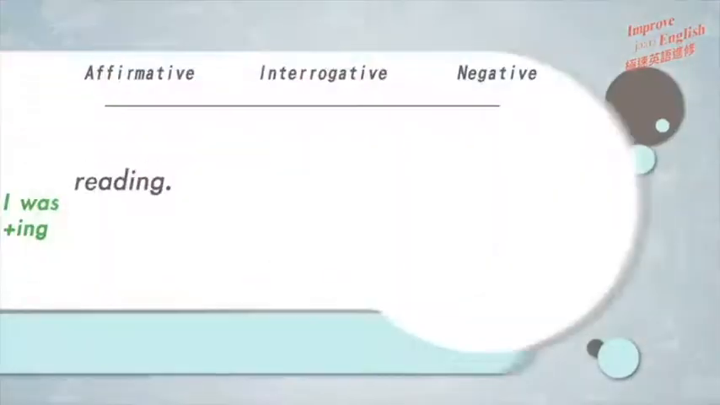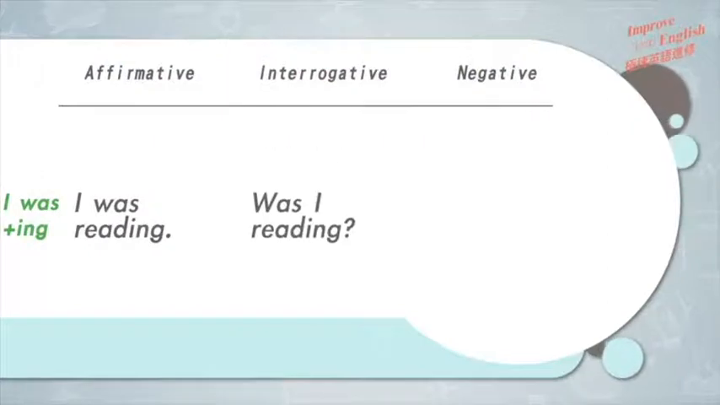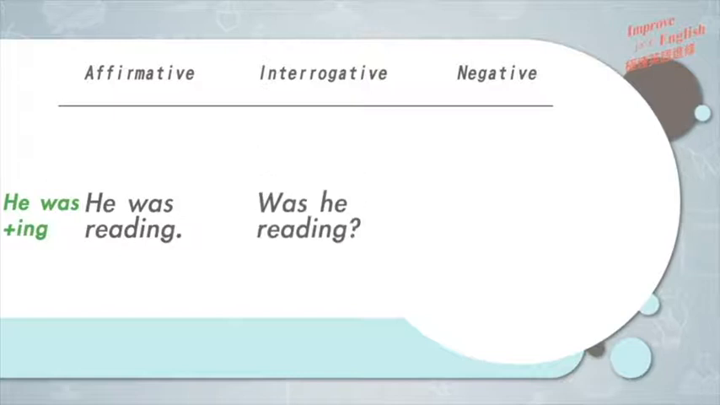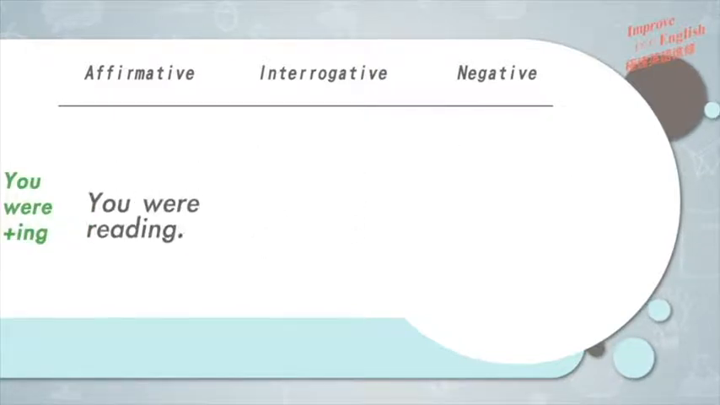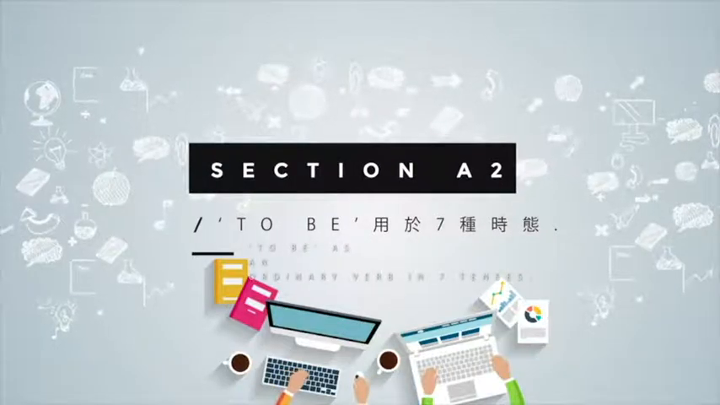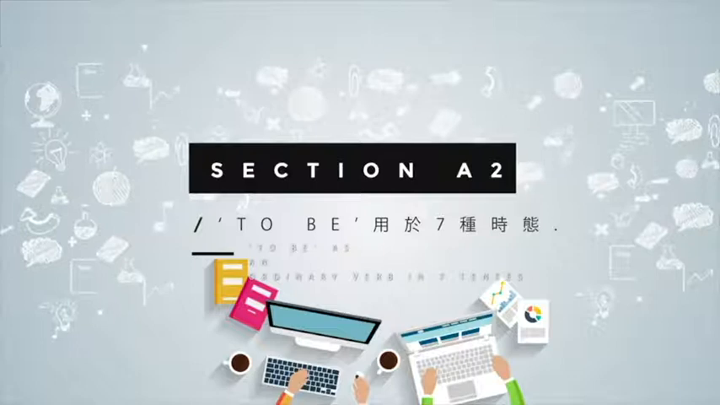I was reading. Was I reading? I was not reading. He was reading. Was he reading? He was not reading. We were reading. Were you reading? You were not reading. To be as an ordinary verb in 7 tenses.